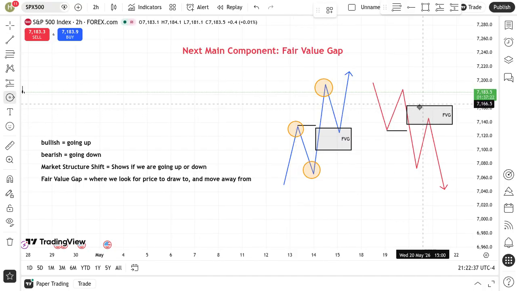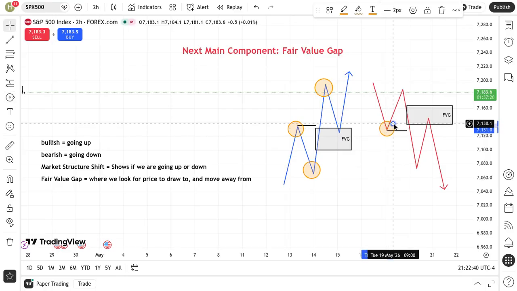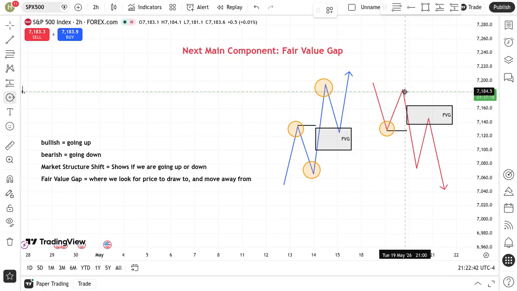Now if we look at the bearish side of things, we have a low and we have a high.